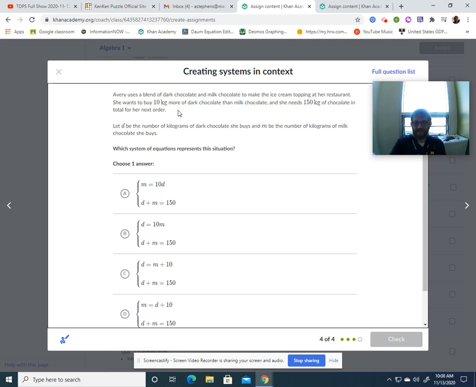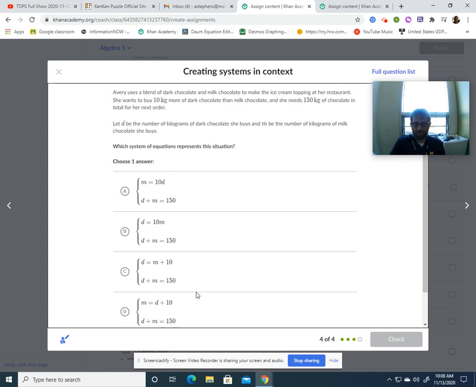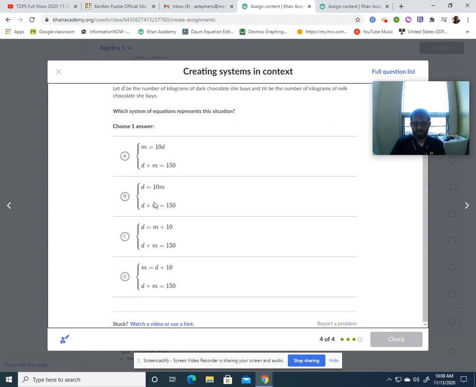Well, she wants 10 more dark than milk. So milk is less than dark. So you're adding something to the milk. You're not multiplying. It's not 10 times as much. It's 10 more than. So you're taking the milk plus 10 and getting dark. Milk plus 10 gets dark.